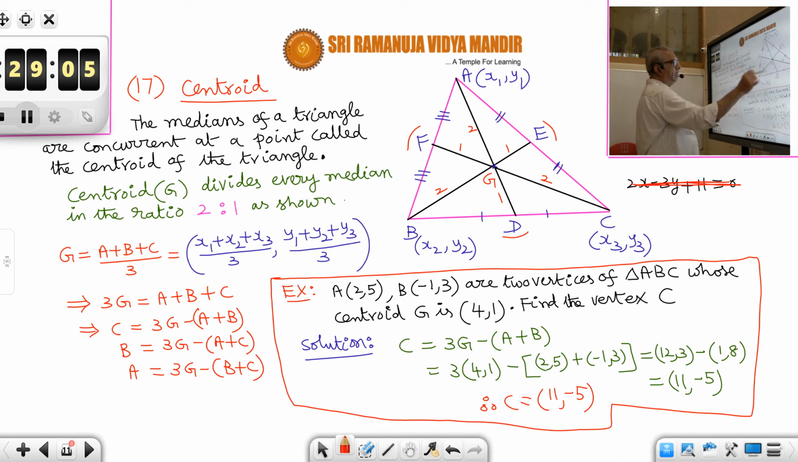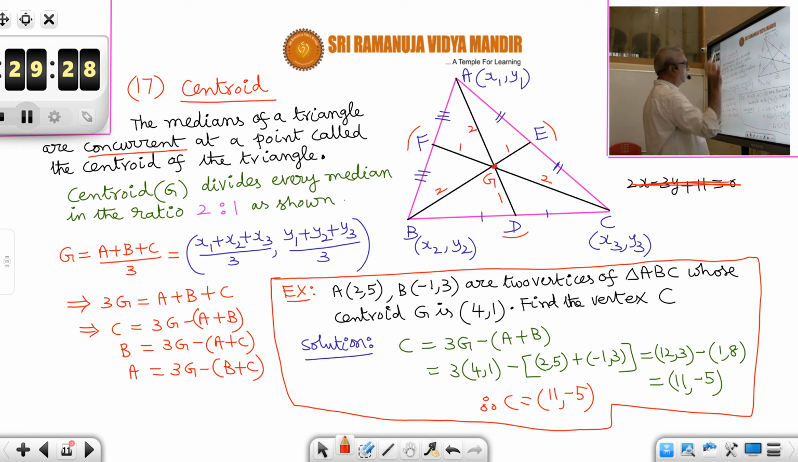Then AD, BE, CF are called what? They are called medians of the triangle. The line segment joining any vertex to the midpoint of the opposite side is called a median of the triangle. So there are three medians for the triangle. These three medians are concurrent at a point. They will meet at a point.